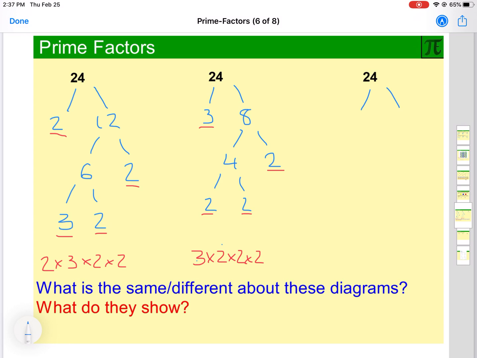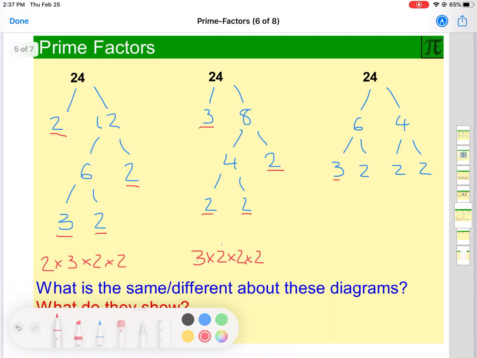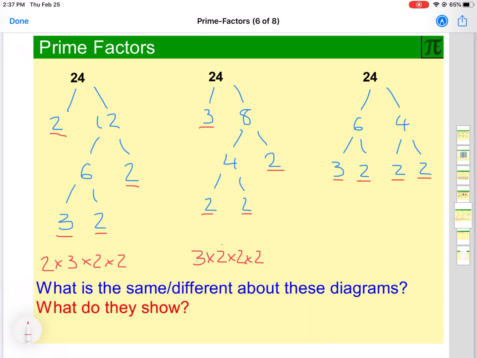Lastly, I could use 6 and 4 as my 2 factors of 24. So I'm looking for those 2 numbers that multiply to give me 24. 6 can be split up into 3 and 2, and 4 can be split up into 2 and 2. And after 2 lines, I have got, again, the same factors. 3 times 2 times 2 times 2. All those numbers will multiply to give me 24.